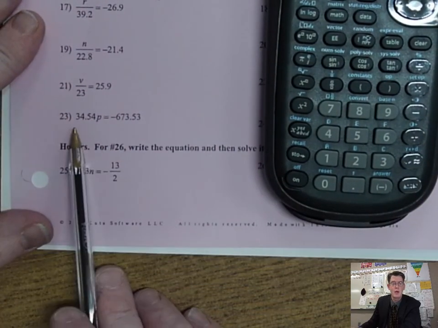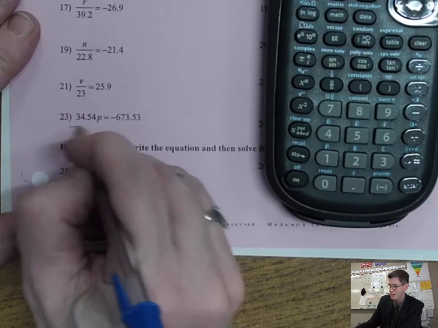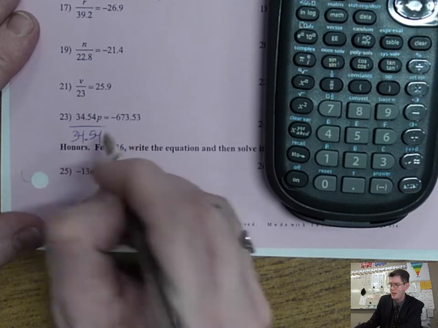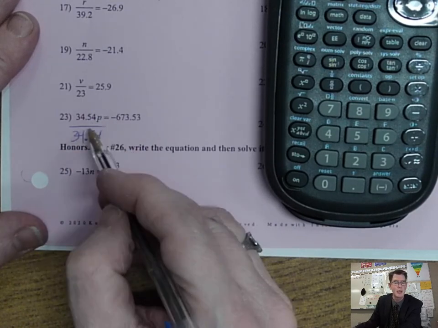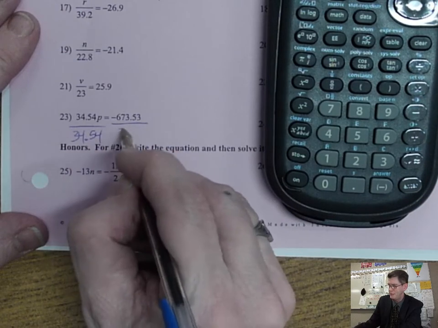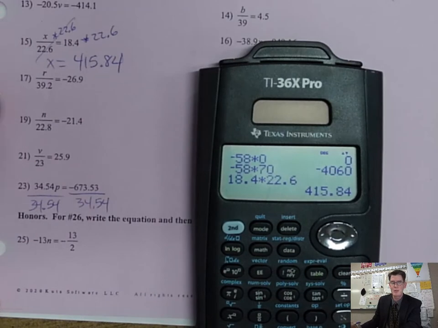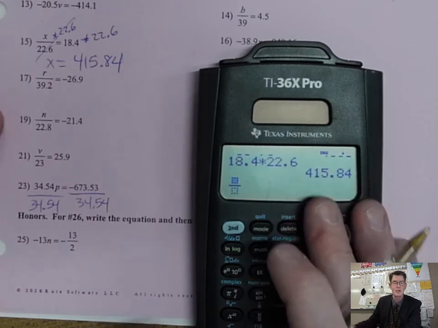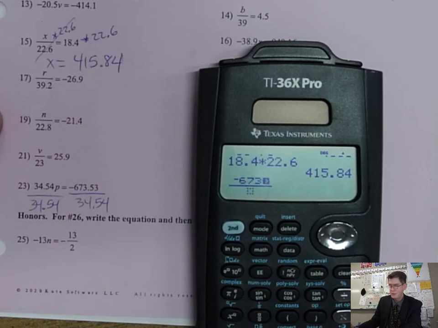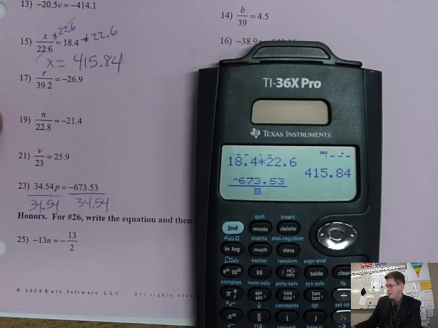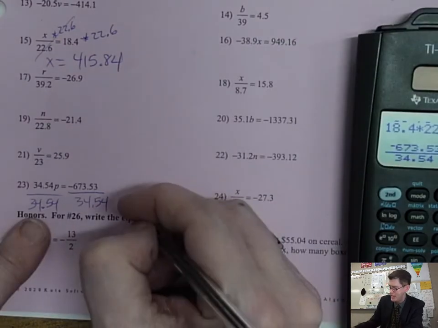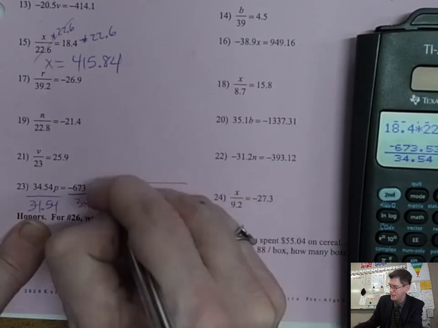And if you have something where a number is multiplied onto the P, just like we did before, the process is always the same. Undo that operation. Undo the multiplication by the opposite. Divide by 34.54. Write it out to keep it straight. The equations will eventually get complicated, so we write it out now to keep it clear. 673.53 divided by 34.54. And if I type it in the calculator correctly, negative 19.5. P is negative 19.5.